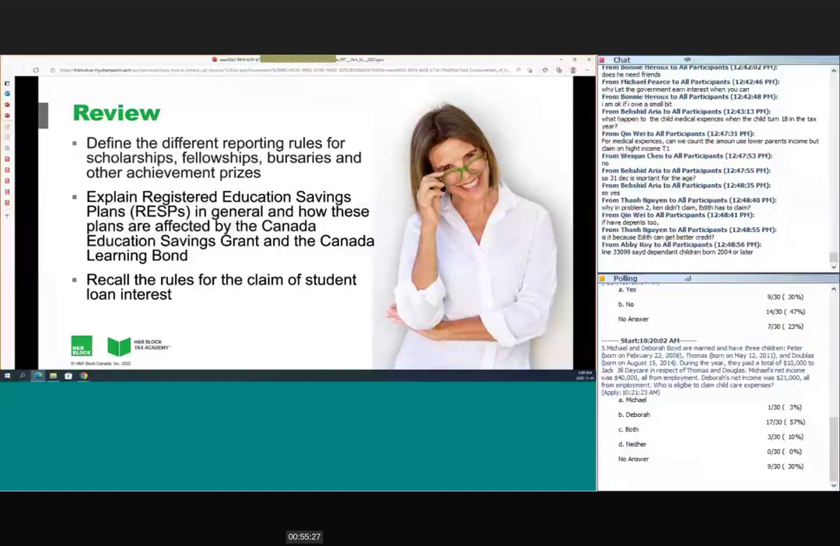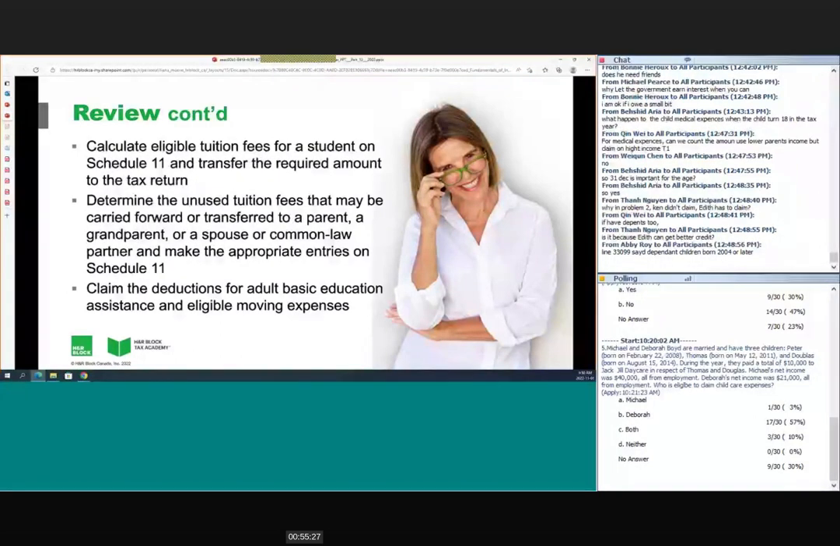Okay, so let's go back to the review then. We discussed the reporting rules for scholarships. We discussed RESPs and how the plans are affected by the Canada Education Savings Grant. We also discussed rules for the claim of student loan interest. We also calculated eligible tuition fees for a student on Schedule 11 and how to calculate the transfer amount. We have determined that the unused tuition amount can be carried forward and transferred to a parent, grandparent, or spouse, and you would make the appropriate entries on Schedule 11. We also discussed deductions for adult basic education assistance and eligible moving expenses.